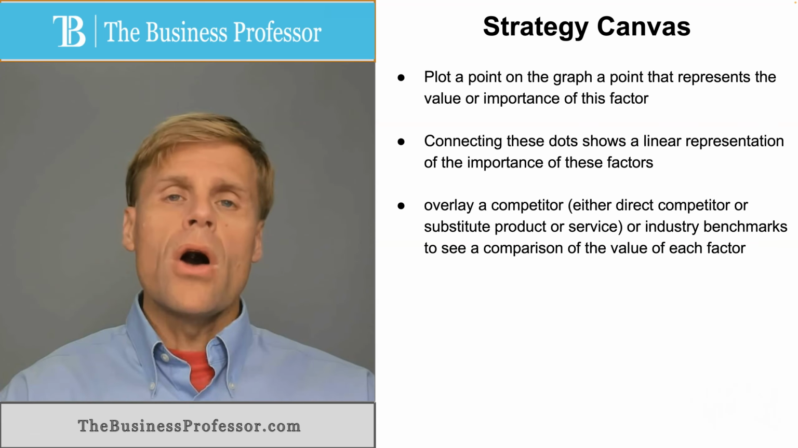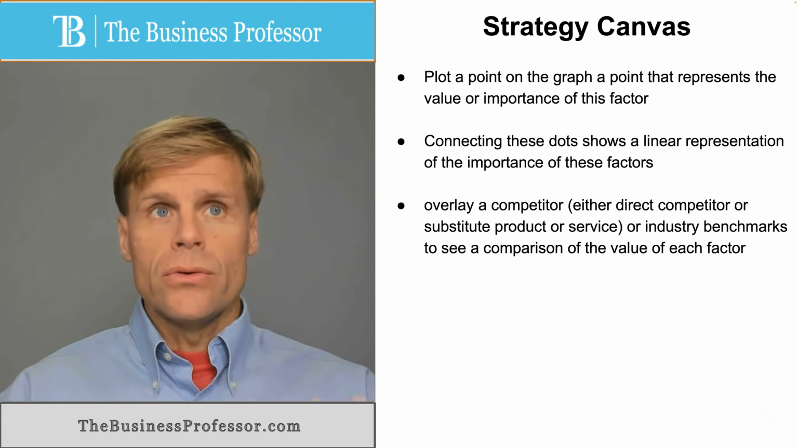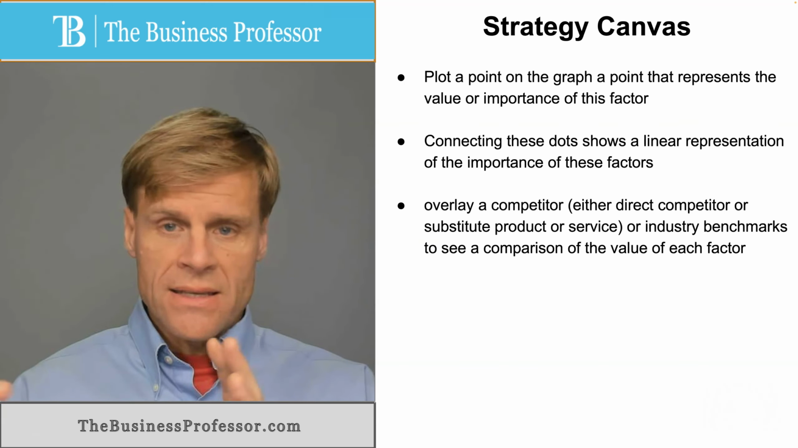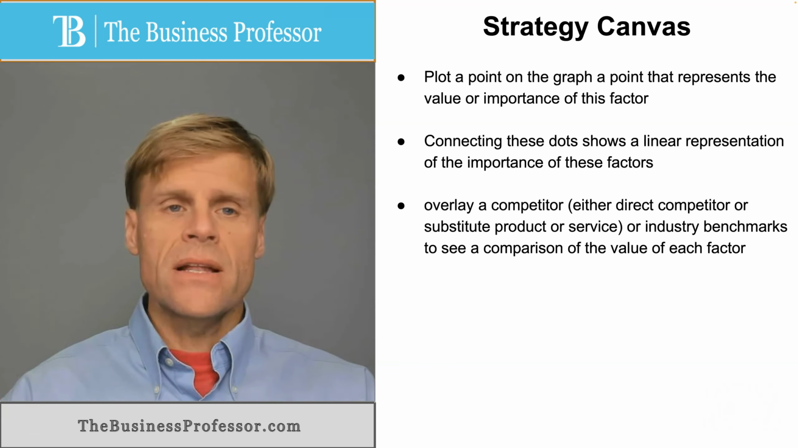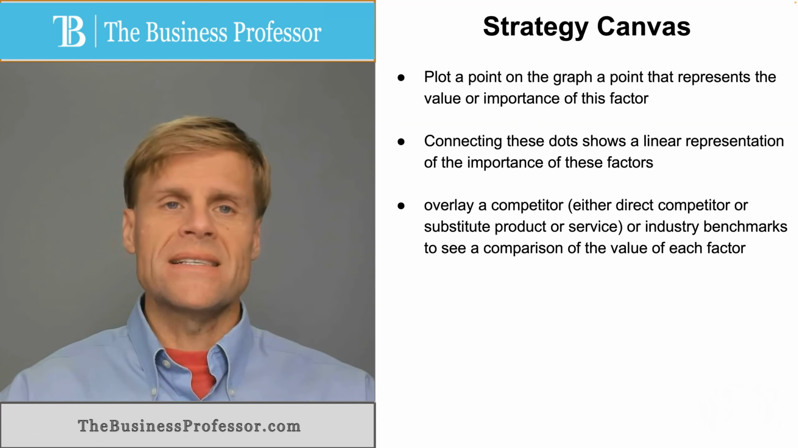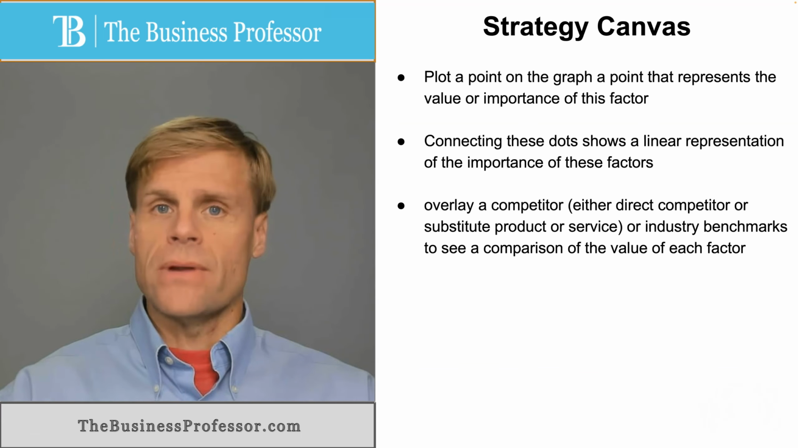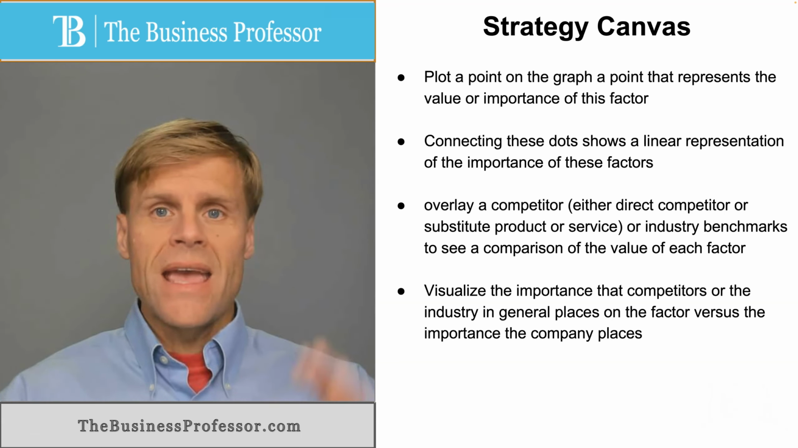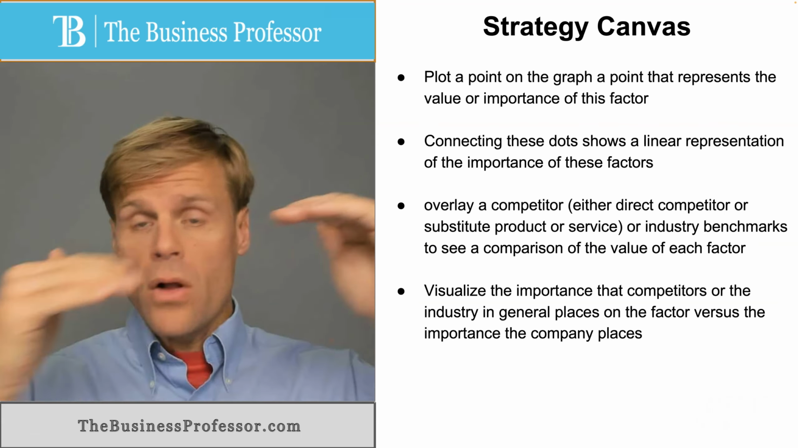Then you will overlay a competitor's similar analysis over top. That is, you could do a direct competitor that has a similar product or service that they're selling, or it could be a substitute product, something that's a less direct or indirect competitor in that way. And by comparing these two, you can see the value difference from each. So you're going to connect the two the same way, and then you'll be able to visualize the importance of the competitor's factors against yours and how they compare across all of the factors.